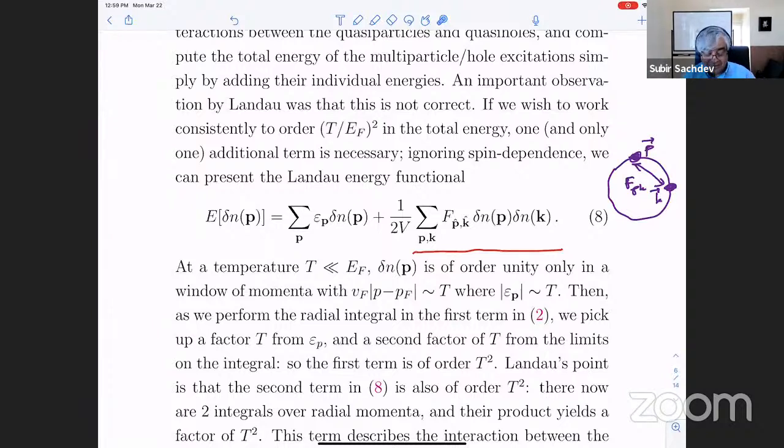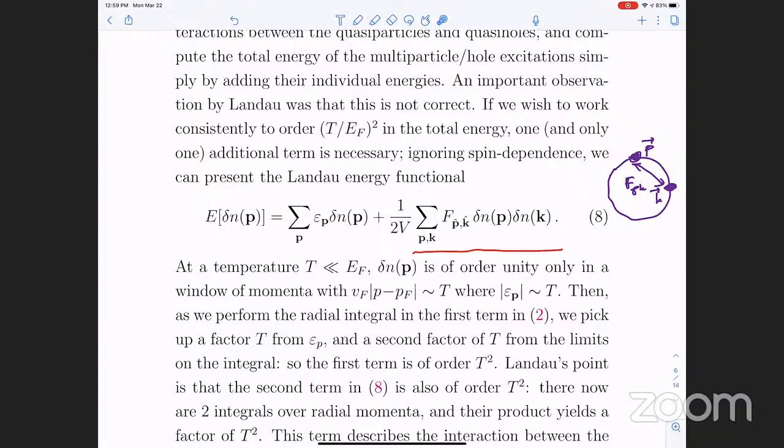Okay, questions? Yes. You mentioned that the radial fluctuation is low at low temperatures. Could you explain why?